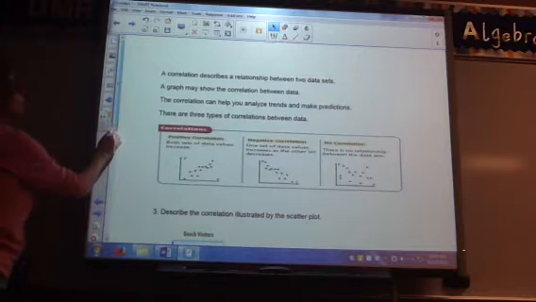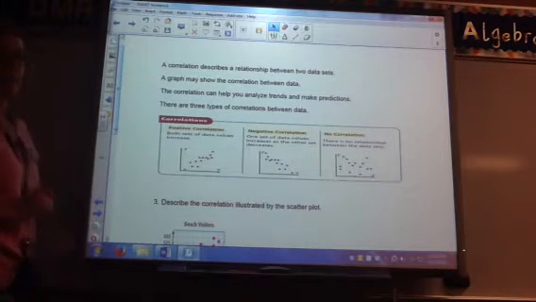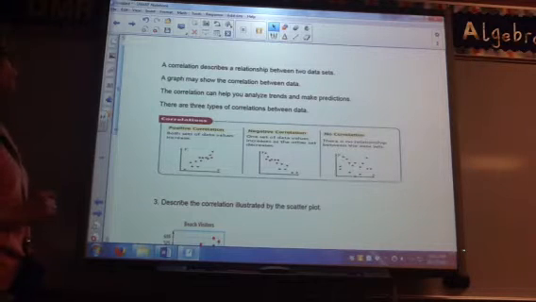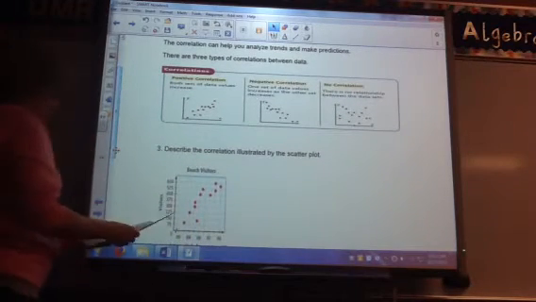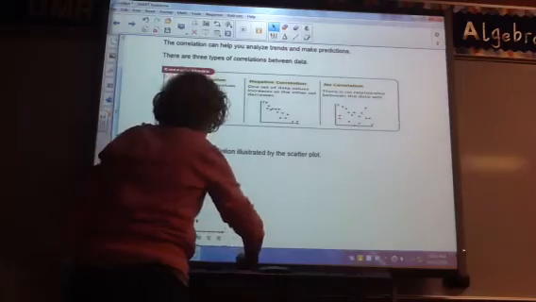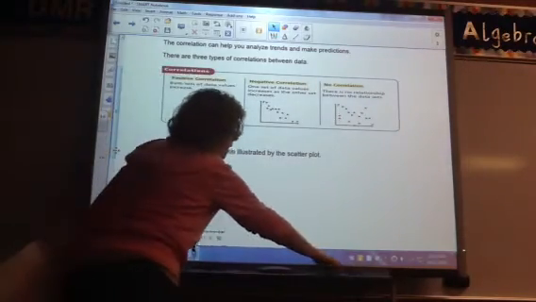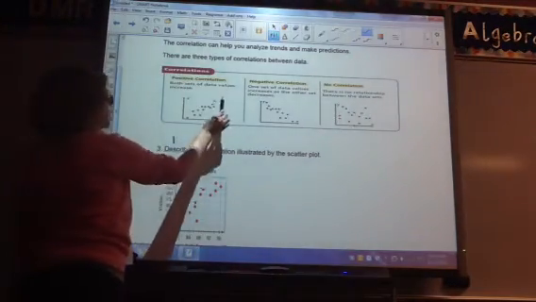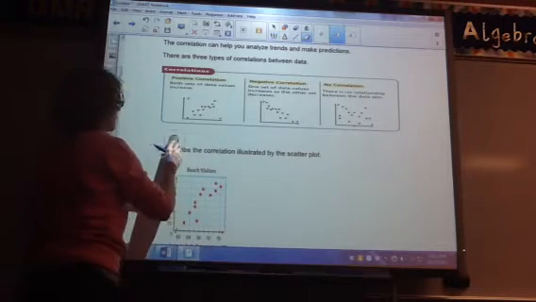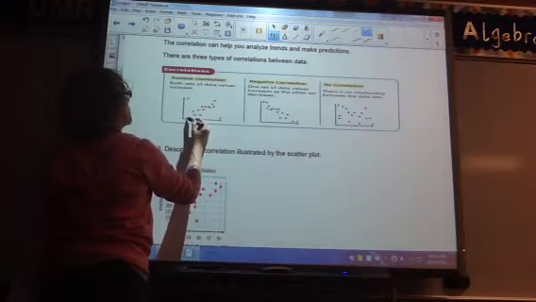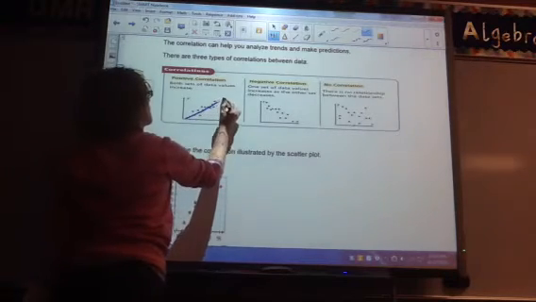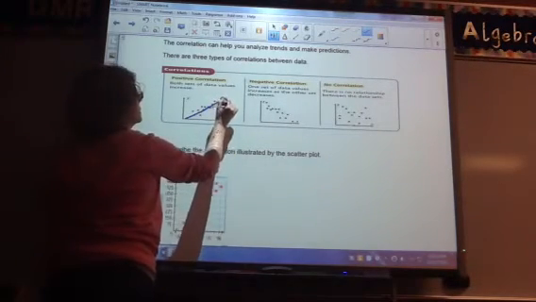Okay, a correlation describes the relationship between the two data sets. A graph may show the correlation between data. Correlation can help you analyze trends and make predictions. There are three types of correlations between data. Okay, so from left to right, if you were to try to draw a trend line that has the same number of points above and below, it would look like this.